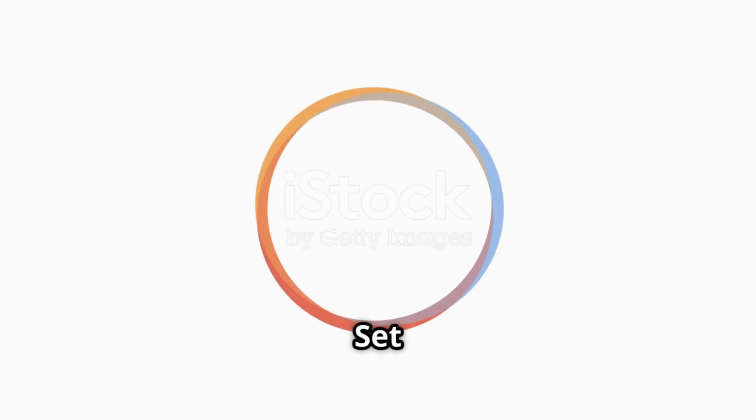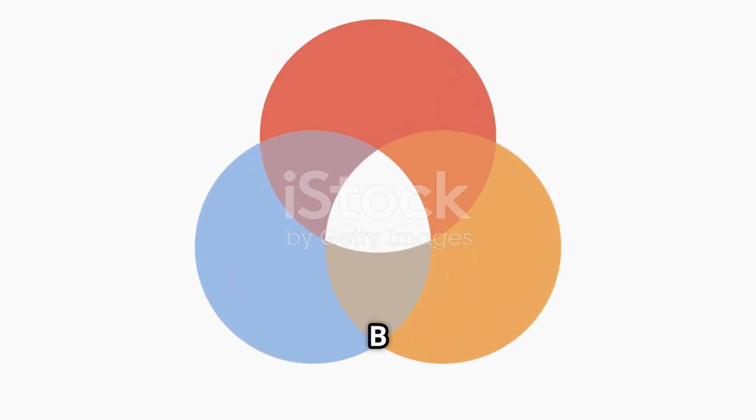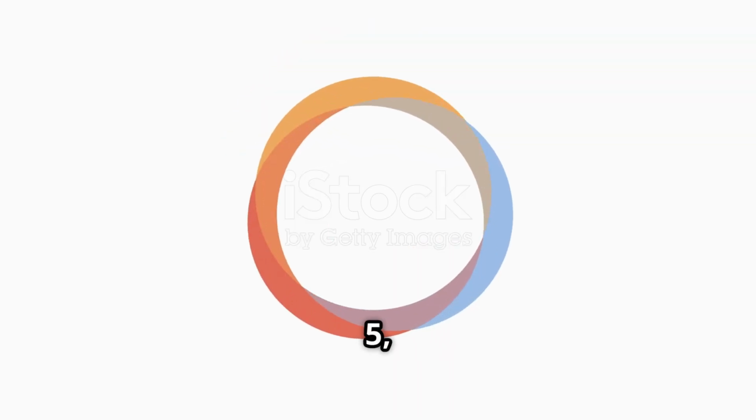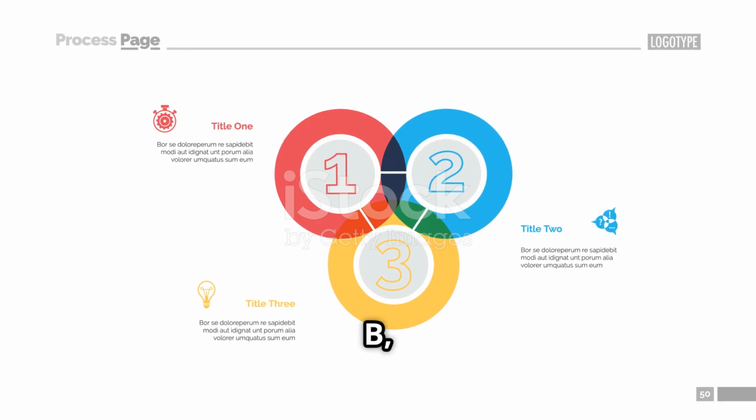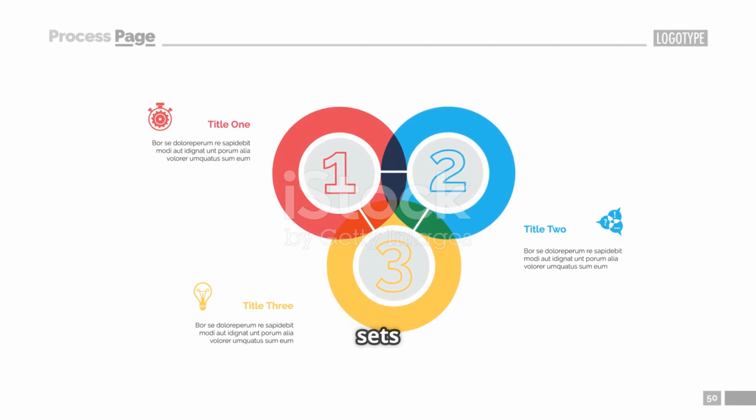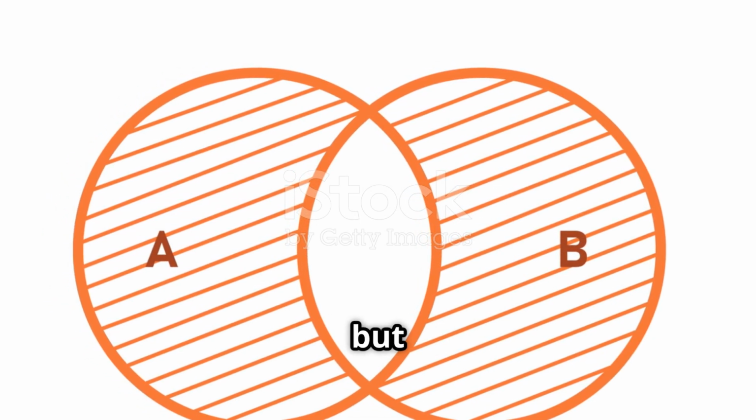For example, if set A has 2, 4, 6 and set B has 4, 5, 6, then A ∪ B, a union of A and B, is 2, 4, 5, 6, all unique elements from both sets. The intersection A ∩ B is 4, 6, the elements both sets share. The difference A − B is 2, the elements in A but not in B.